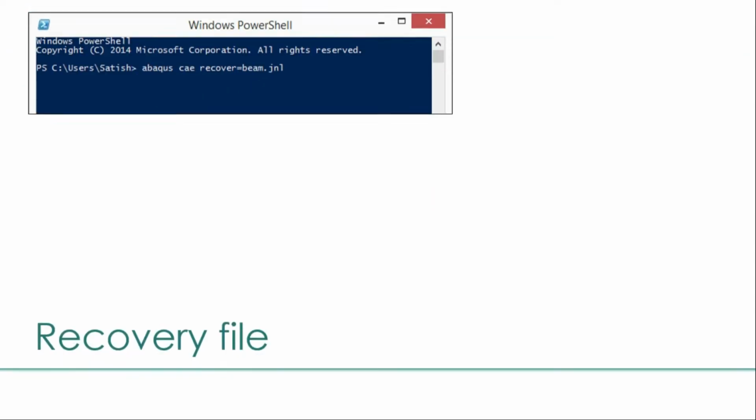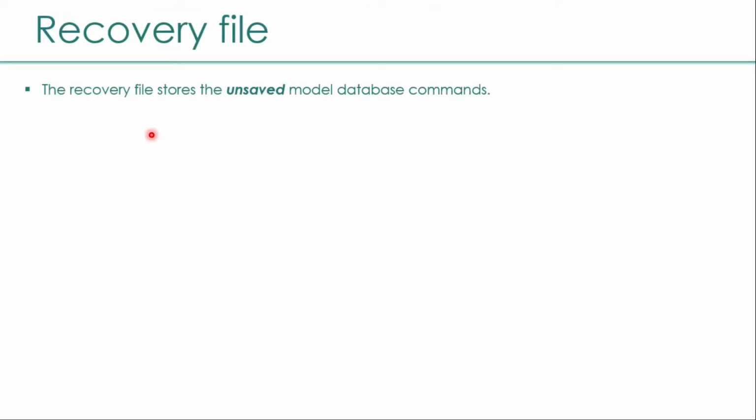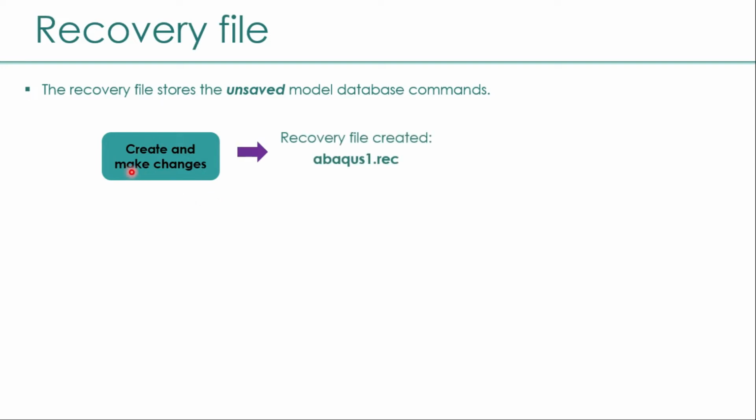The next file we have here is the recovery file. The recovery file saves only the unsaved model database commands, and the saved commands, as we have seen, are saved in the journal file. For example, let's say you opened your session, created one model, and made some changes. At this point, Abaqus creates a recovery file, named abaqus1.rec. The number depends on the files already existing in the working directory. For example, if abaqus1.rec is already available, then it will be named abaqus2.